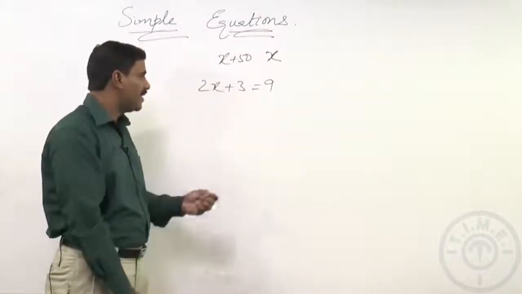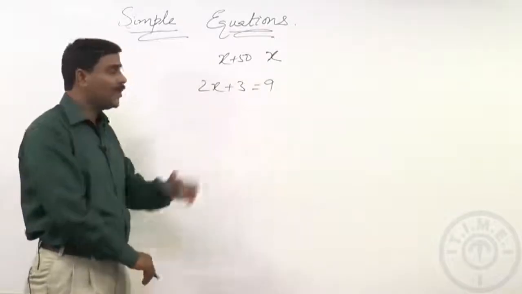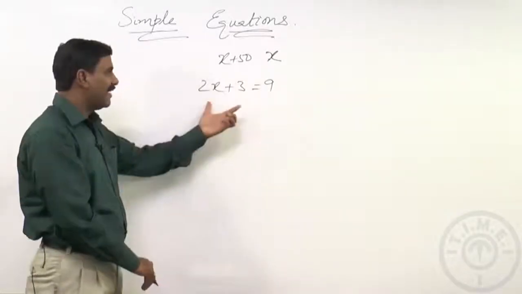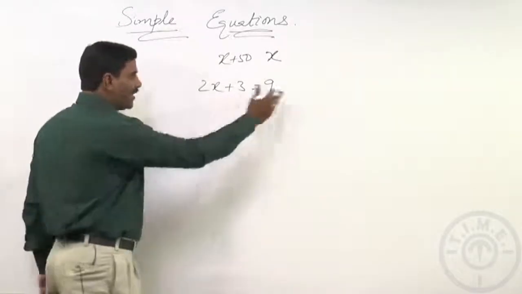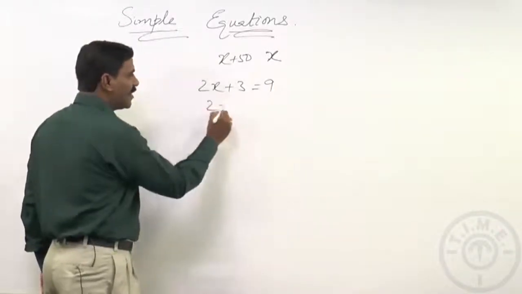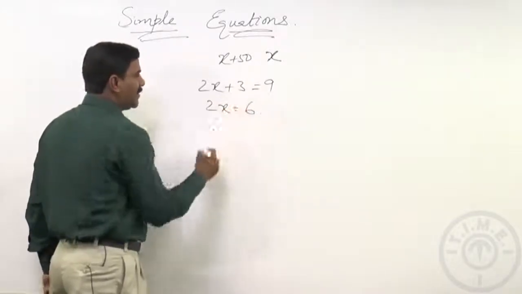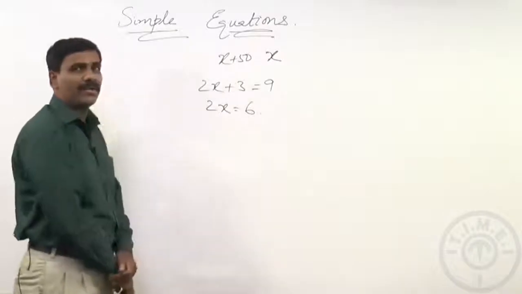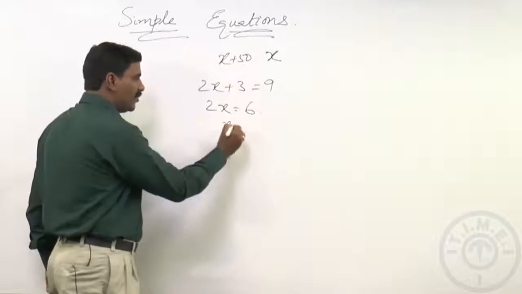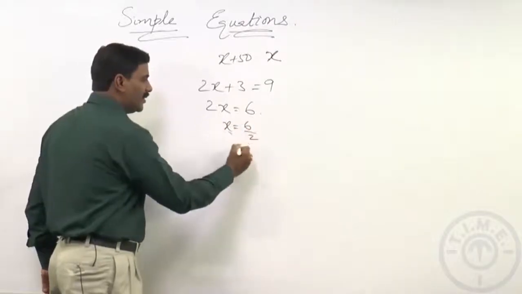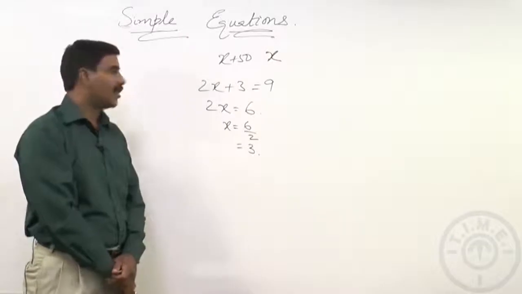And if you are observing here, x is the only variable we have, so we call it a single variable or one variable equation. And can we find the value of x here? Yes, definitely. Subtracting 3 on both sides, the left hand side will become 2x, and the right hand side will become 9 minus 3, which is 6. And as 2 is multiplying here, bringing it to the other side, it will be dividing. So x is equal to 6 by 2, nothing but 3. In that way, we can find the value of the variable by solving it.